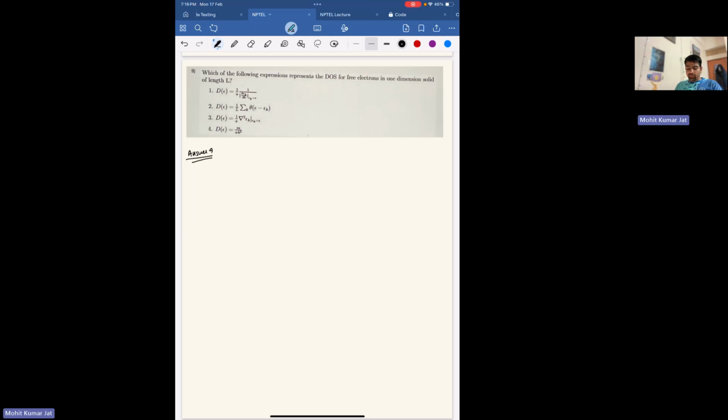So the option number 9. Which of the following, the question number 9, sorry, which of the following expressions represents the density of states for a free electron in a one dimensional solid of length L? So the length of the system is given as L.